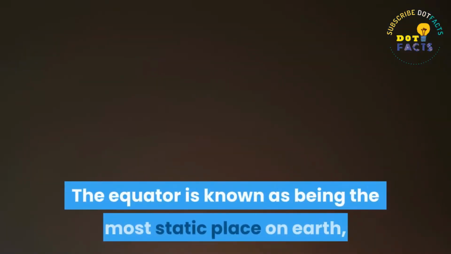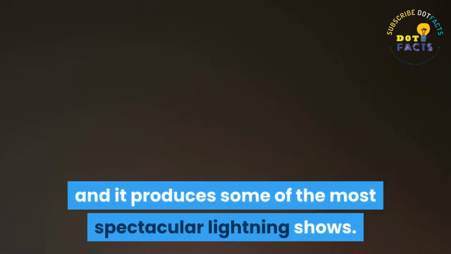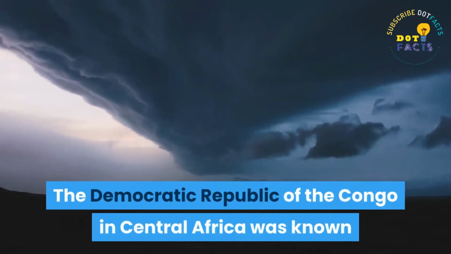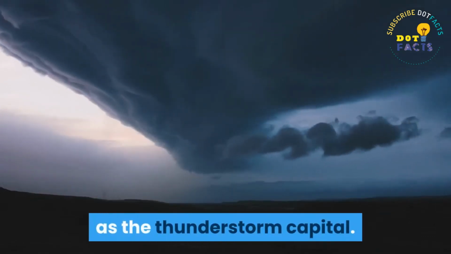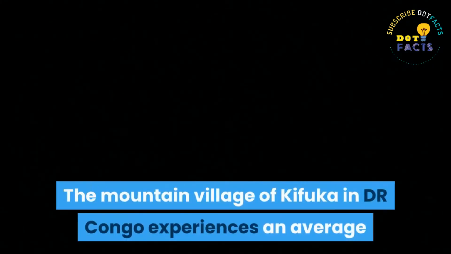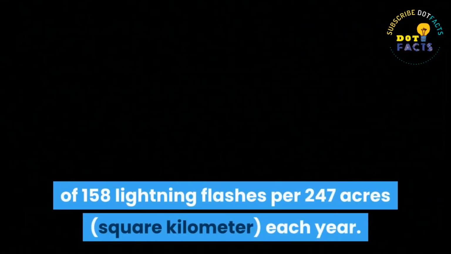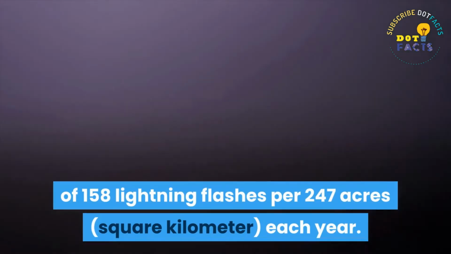The equator is known as being the most static place on Earth, and it produces some of the most spectacular lightning shows. The Democratic Republic of the Congo in Central Africa was known as the thunderstorm capital. The mountain village of Kafuka in DR Congo experiences an average of 158 lightning flashes per 247 acres, or square kilometer, each year.